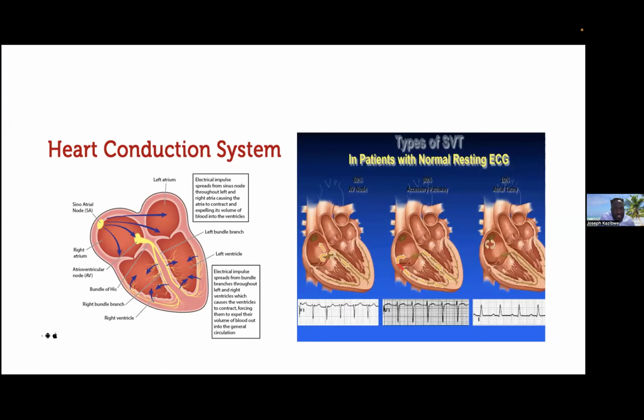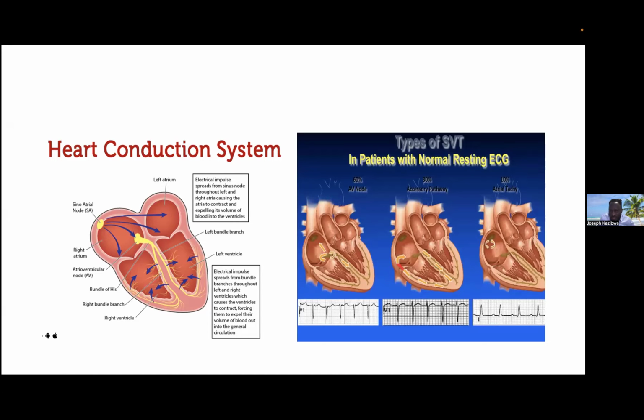So if we look at the normal heart conduction, we have the normal heart conduction from the sinoatrial node coming to the AV node, His bundle. We have the right bundle, the left bundle. And on this side, we've put the most common types of SVTs, supraventricular tachycardias.